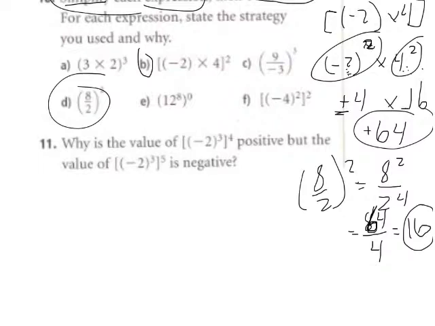Number 11, why is the value of negative 2 to the power of 3 all raised to the power of 4 positive, but the value of negative 2 to the power of 3 all raised to the power of 5 negative? So why is one positive and why is one negative? And again, my recommendation is it's going to have to deal with your exponents. Take a look at them, apply some of the laws, then use your laws of exponents or your laws of integers and try to rationalize out that question. We're going to go to the next page now.